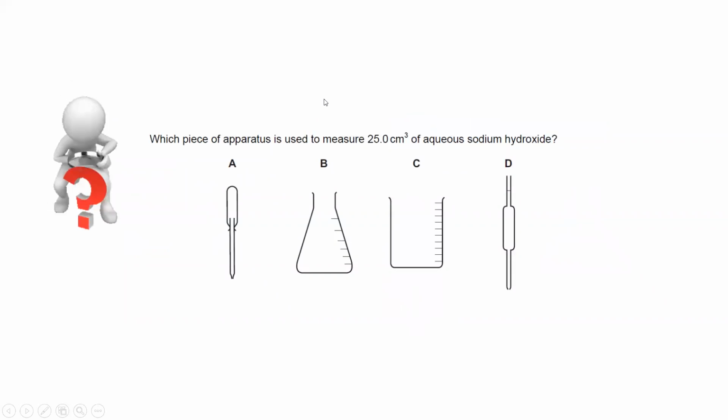Which piece of apparatus is used to measure 25.0 cm cube aqueous sodium hydroxide? This is a conical flask, a beaker. This is called a dropper. If we want to add a small quantity of a liquid, we use this dropper. A conical flask has markings, but normally it is used for swirling or shaking the mixture. So what could be the right answer for this question? C is the beaker and D is the pipette.